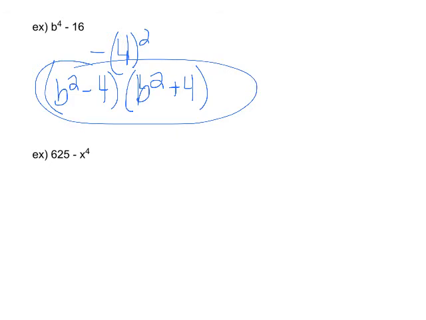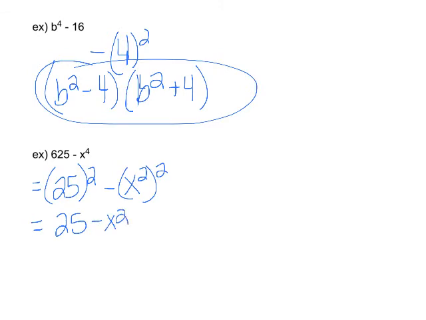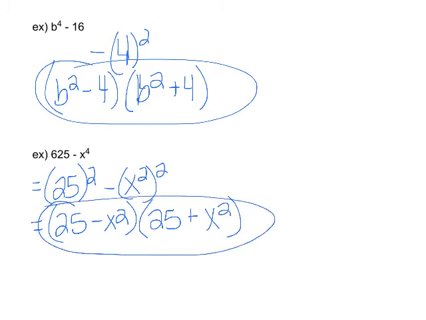Just as the same for our next example, I have 625, which is 25 squared, minus x squared to the second power. I'm going to rewrite that to say 25 minus x squared times 25 plus x squared. And I still have that negative and positive to get my middle term to cancel out.